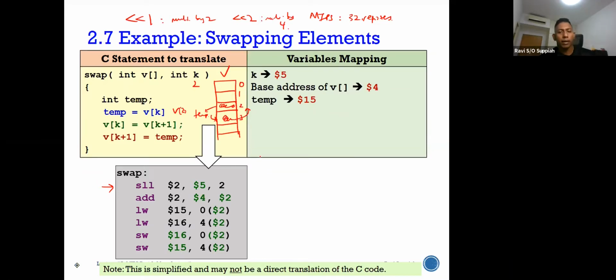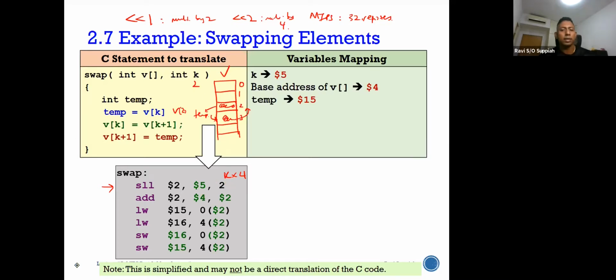So what I'm technically doing in this first line is I'm taking my k, which is the index that I want to point to, and I'm multiplying it by 4. Because shift left by 2 is multiplied by 4. So this is k multiplied by 4. And I'm going to put that into register 2.